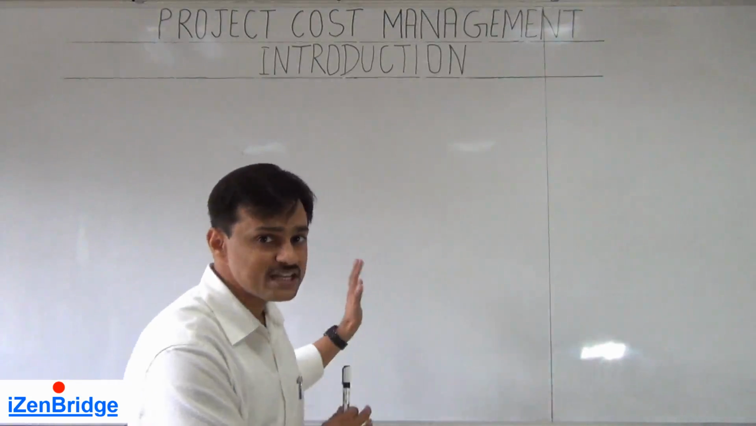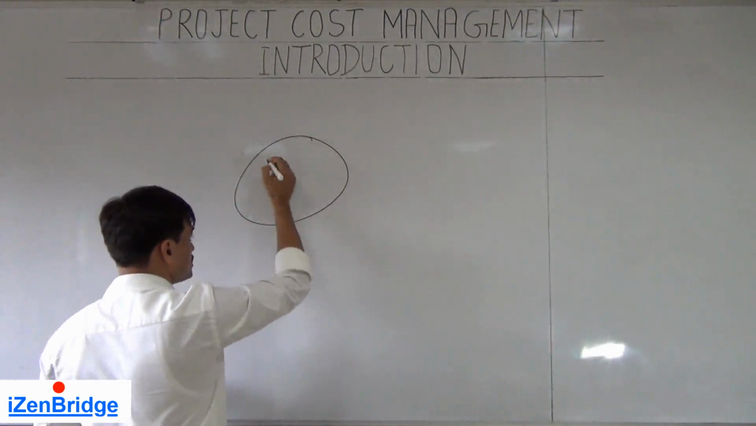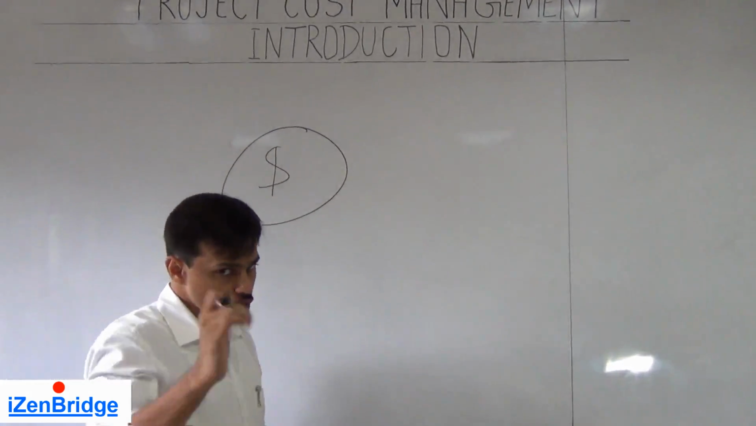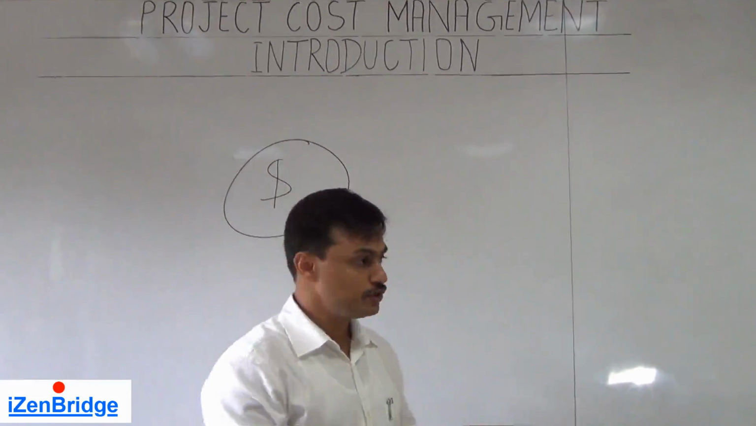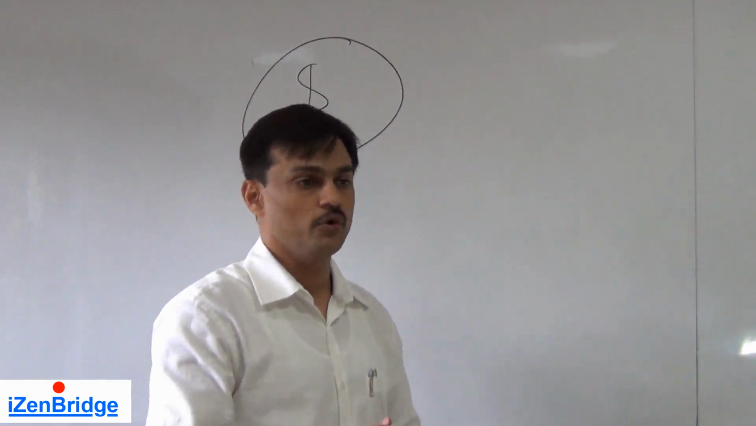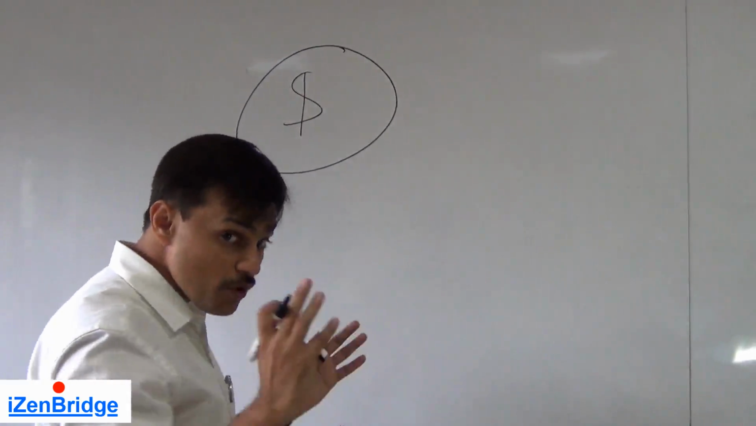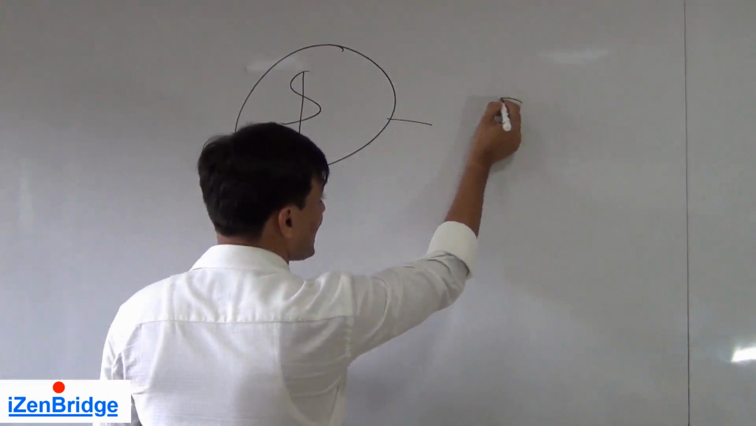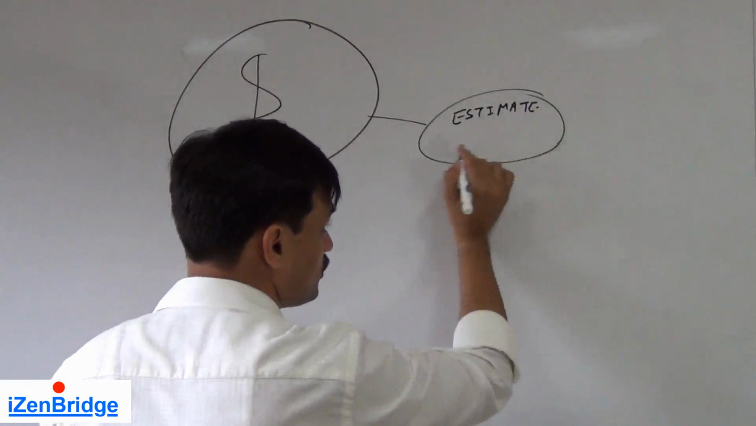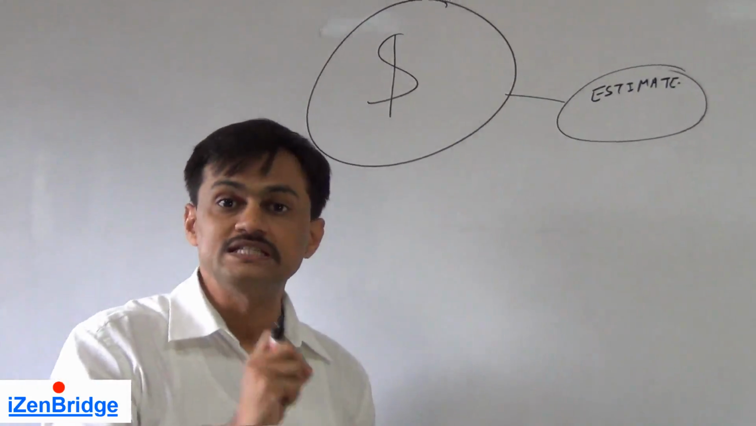So let's talk about what cost management is all about. Cost management is all about managing the money, the dollar part of your project. Now, most of you may think that we don't do anything in managing cost. We only estimate our team's time, we only make the project schedule, and we never estimate how much it is going to cost. Some of you will say that yes, we do estimate the cost, but we don't do anything more. Project cost management is not about just estimating.